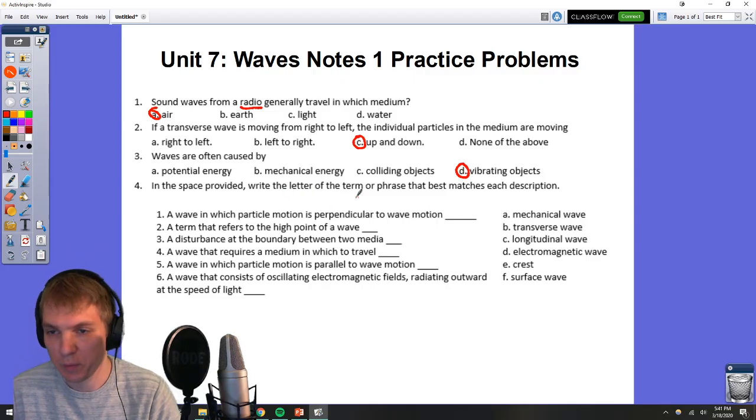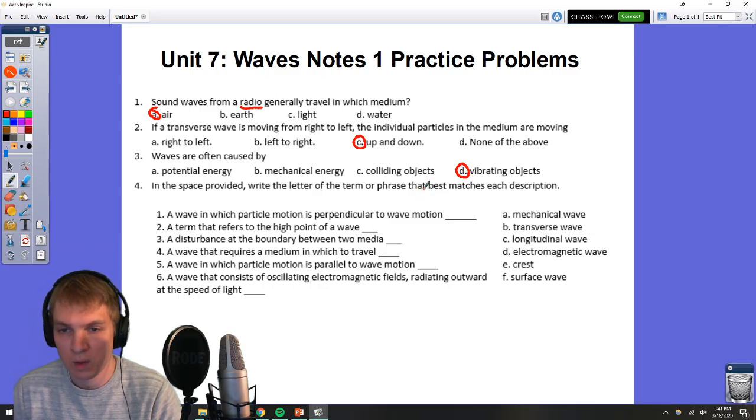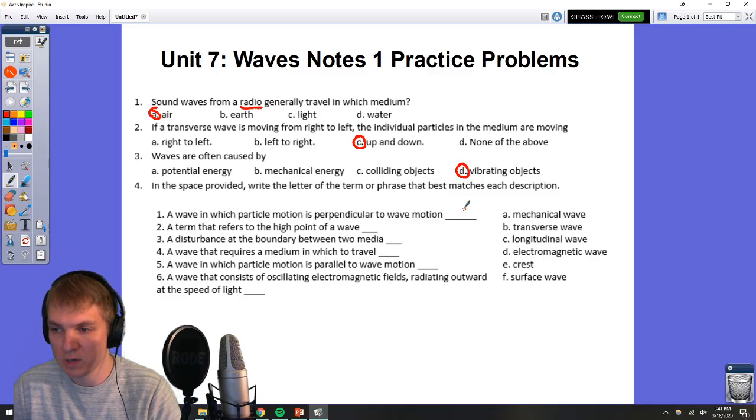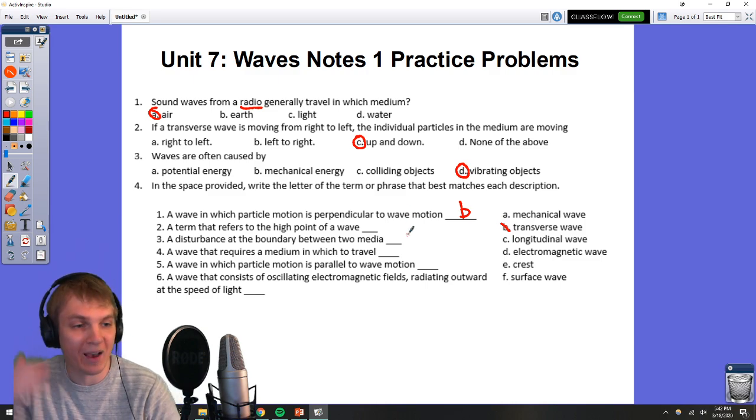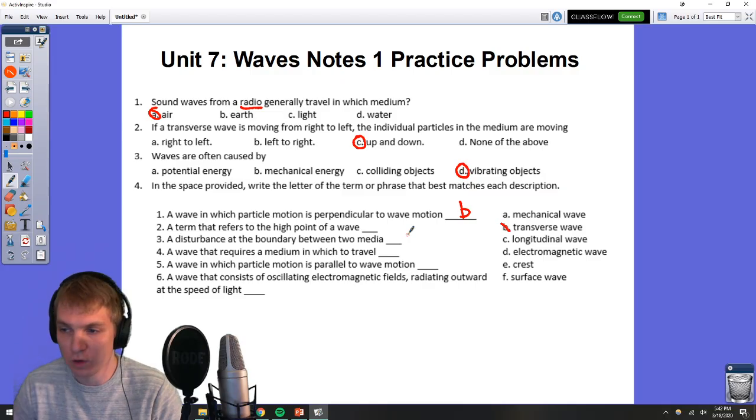Number 4, in the space provided, write the letter of the term or phrase that best matches each description. Number 1, a wave in which particle motion is perpendicular to the wave motion. So we just talked about this. If it's perpendicular, that is going to be B, a transverse wave. Number 2, a term that refers to the high point of a wave. That's referring to the highest point of a transverse wave, and that is going to be called the crest. So that's E.